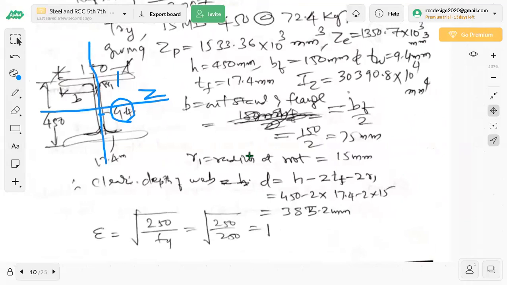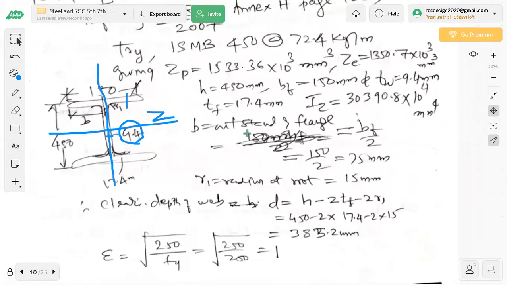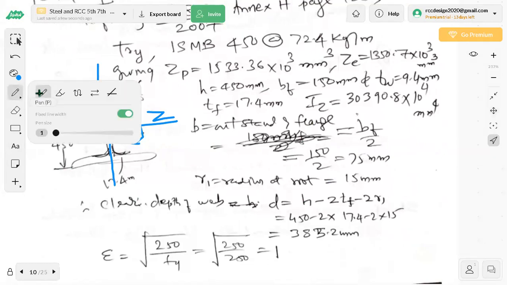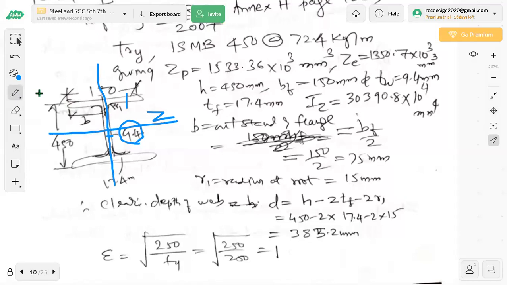So b is equal to the outstand of flange. What is outstand here? Observe carefully. Otherwise, you will not follow plate girders. I am telling you, if you don't follow this one, you cannot understand plate girders.